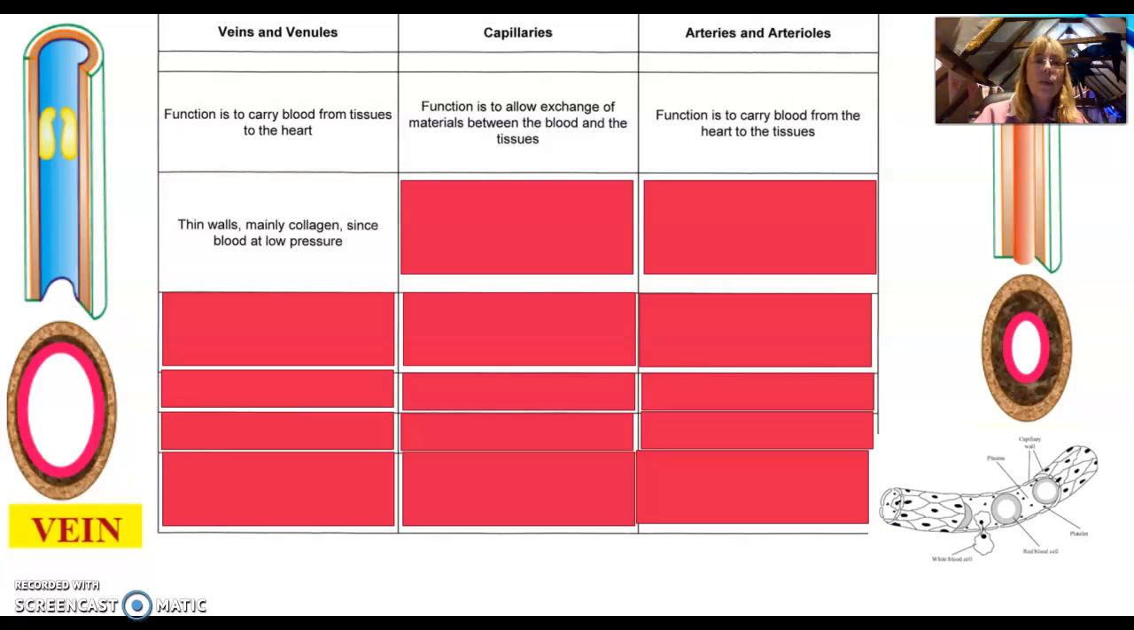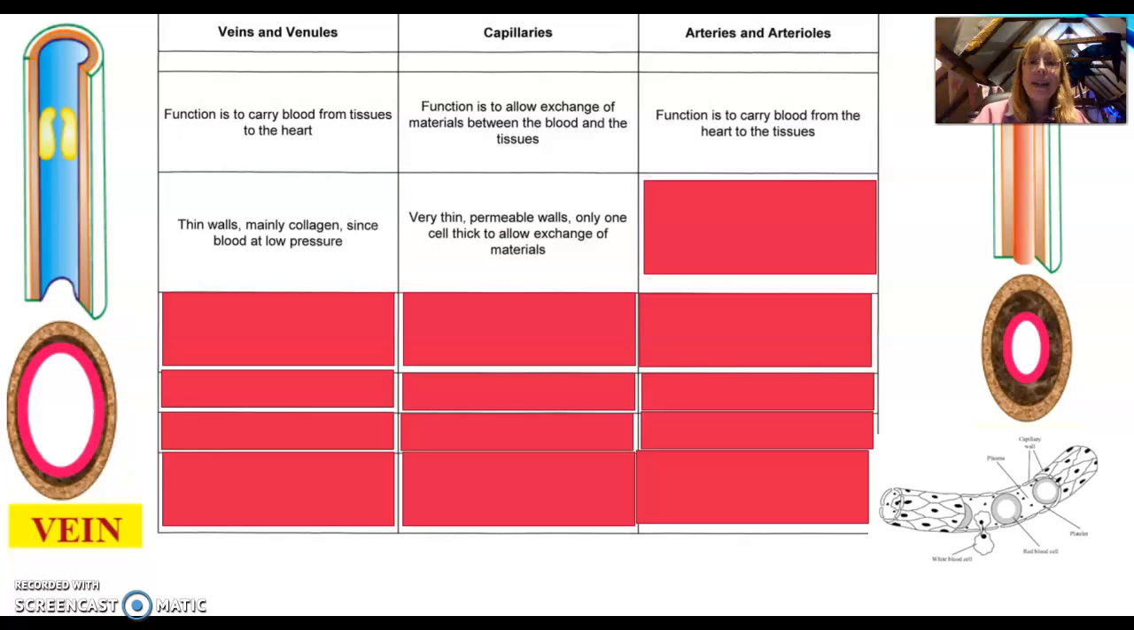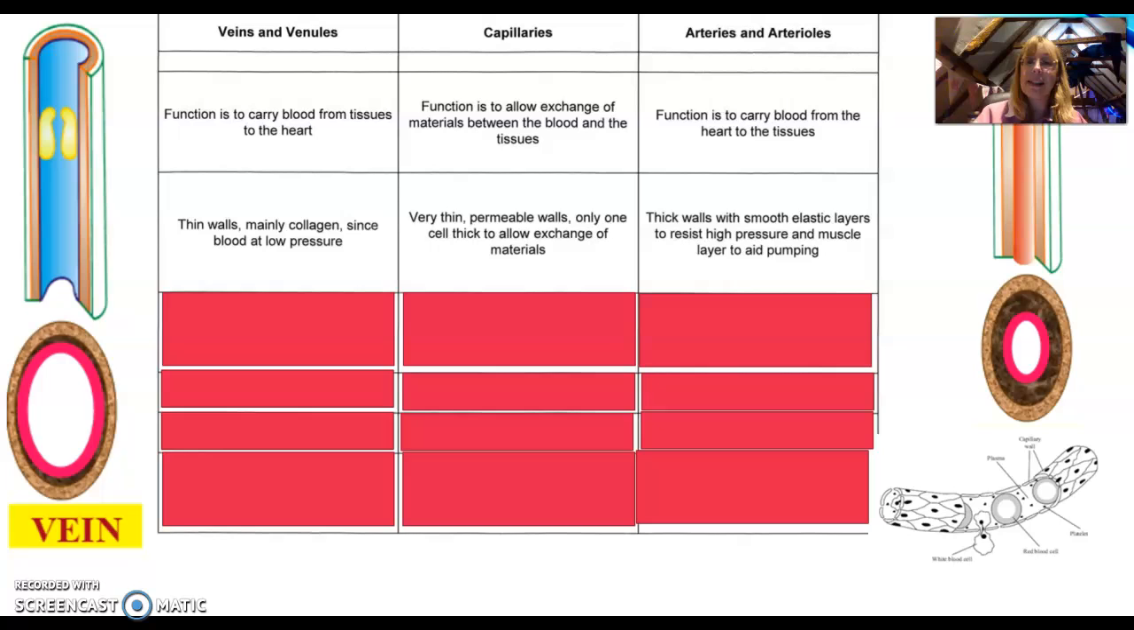We can look at the walls. The walls of a vein are relatively thinner and mainly made out of collagen. And it's thinner because the blood is traveling at a lower pressure. The capillary walls are very thin and they're permeable, only 1 cell thick, to help the diffusion of substances in and out of the blood vessels to the cells. And arteries, by contrast, have thick walls with smooth elastic layers. The elasticity just helps us to cope with the pressure. It resists the high pressure, and the muscle layers help the blood to be pumped around as well.